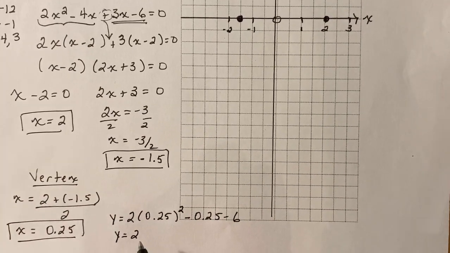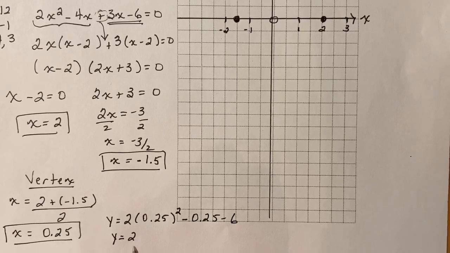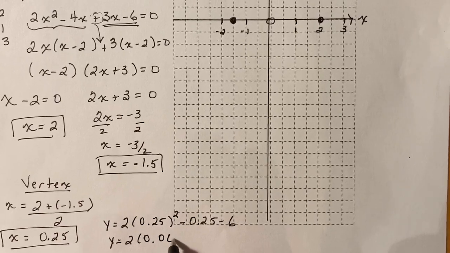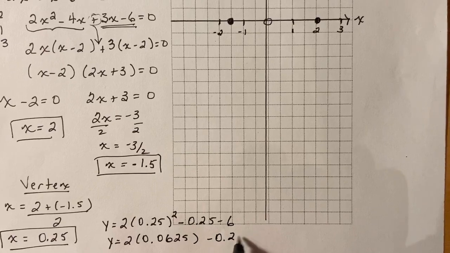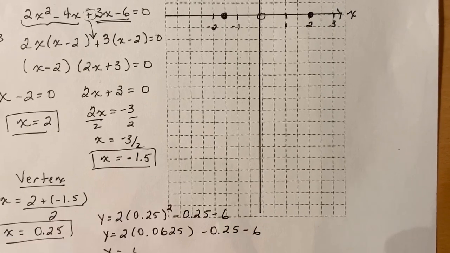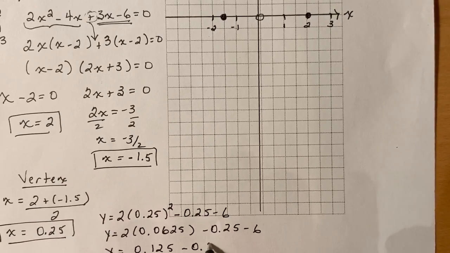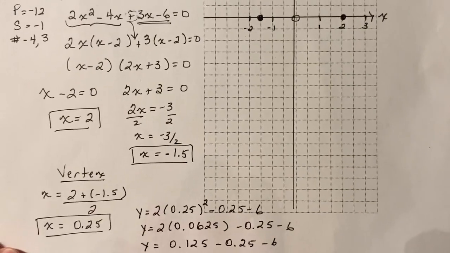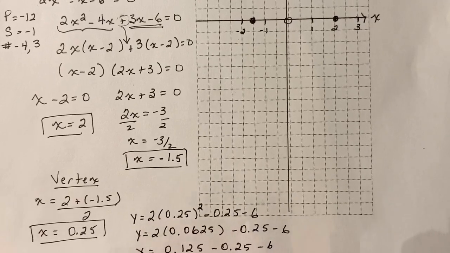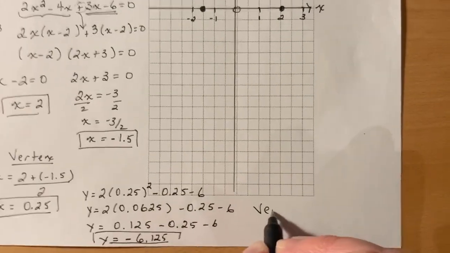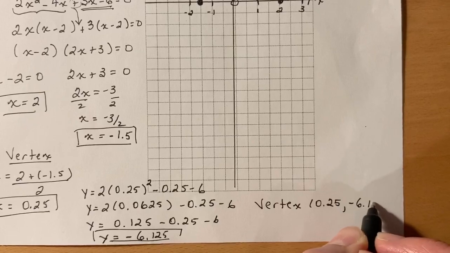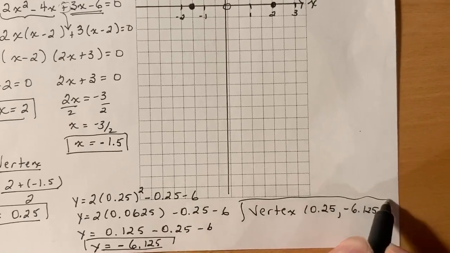So 0.25 squared is 0.0625. Okay, multiply that by 2. You get 0.125. Okay, and again, this is an example where our vertex is a decimal, so we get this as -6.125. Okay, so I know my vertex is at 0.25 and -6.125. And then you just do your best to estimate where that is.